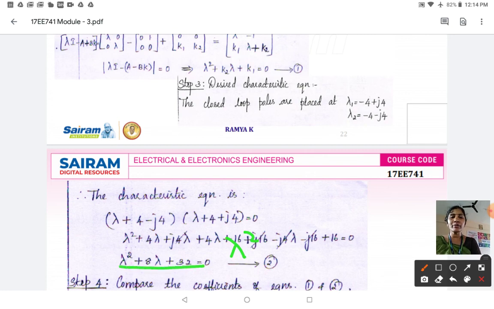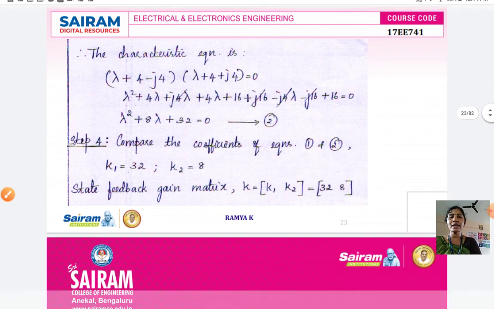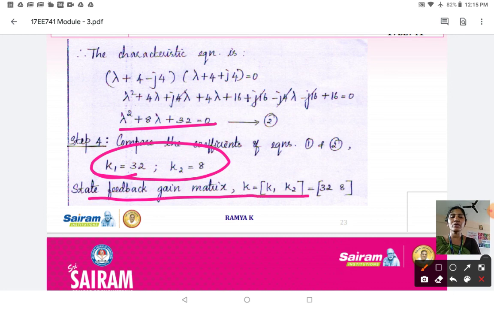And the characteristic polynomial equation from the state feedback is lambda square plus k2 lambda plus k1 equal to 0. Comparing the coefficients, that is, comparing the powers of lambda in these two equations, we get k2 equal to 8 and k1 equal to 32. So after comparing your desired characteristic equation with the original characteristic equation, the values of k1 and k2 obtained are 32 and 8. Therefore, the state feedback gain matrix K can be written as k1, k2, and in matrix form it can be written as 32 and 8.